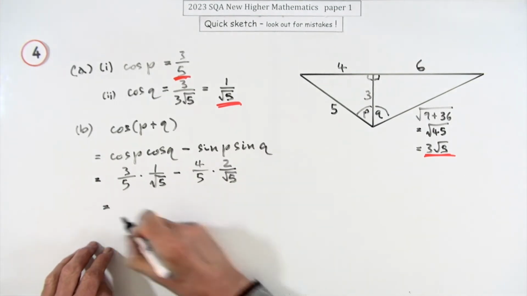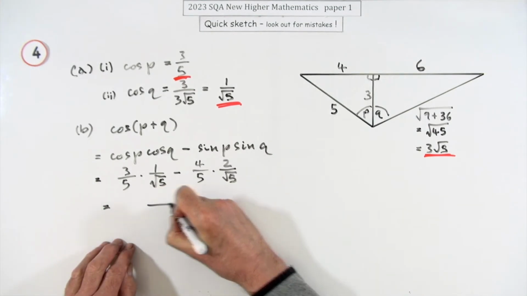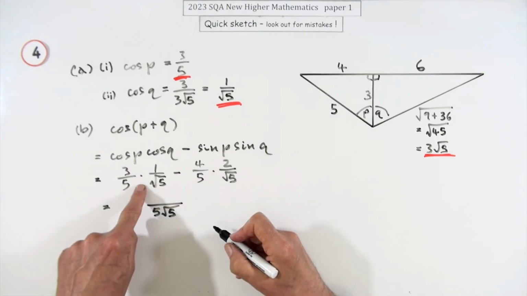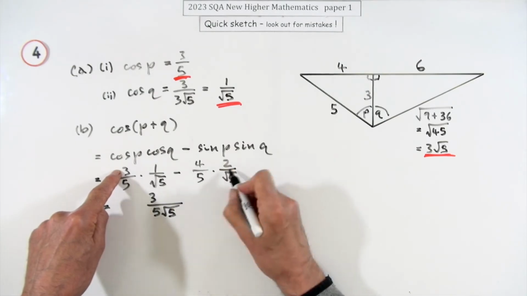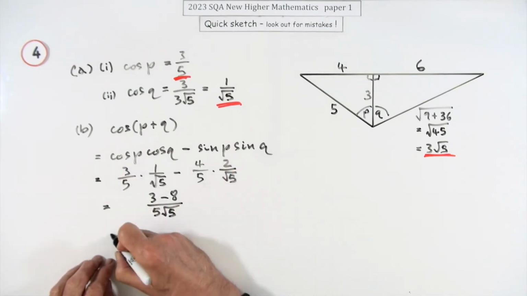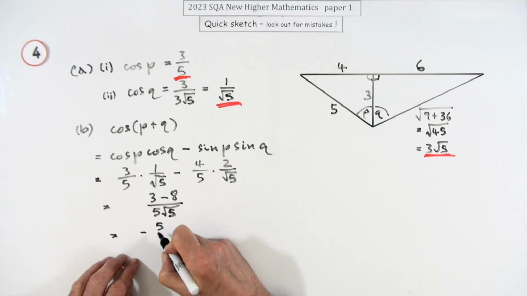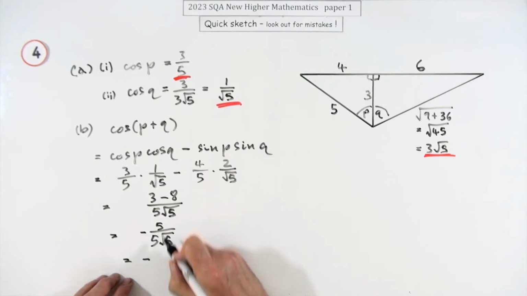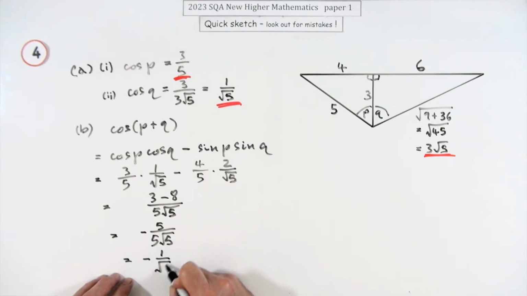So that matched quite well. Now you've got this common denominator of 5 root 5, and the numerators will be 3 1s are 3, 4 2s are 8, so that's a negative 5. It gets better. So you've got negative 5 over 5 root 5. So this actually simplifies all the way down to negative 1 upon root 5. That was quite a neat one.